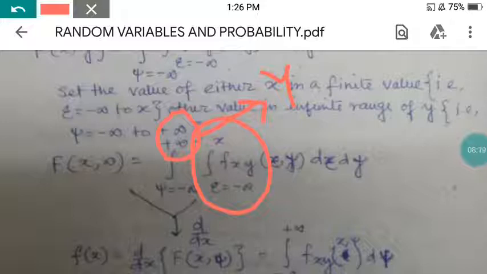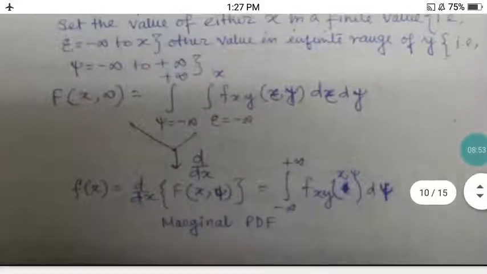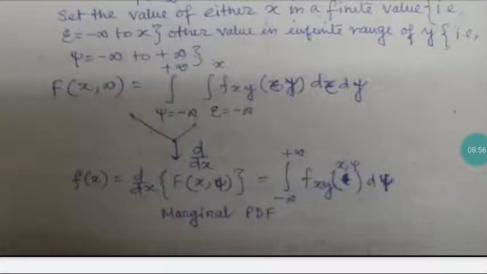So what is the value? If it is minus infinity to plus infinity, and you put d/dx, so d/dx of F of x comma psi is equal to what? Here f_XY of x comma psi, why? Because psi is ranging between minus infinity and infinity, so f_XY of x comma psi d psi is equal to f of x. So it is a definition of F of x comma infinity. On the other hand, we can see that this is a definition of the marginal PDF. So what is the definition of the marginal PDF?